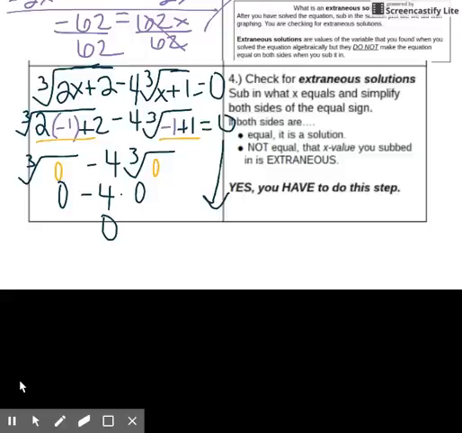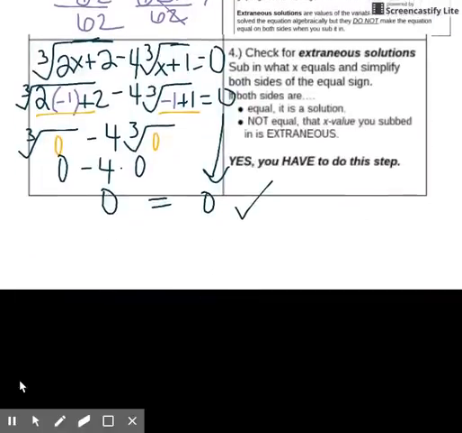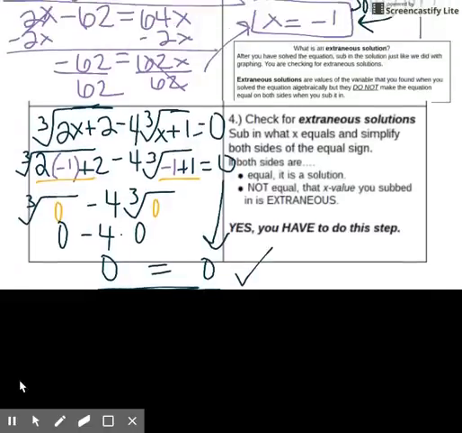And then I'm just going to bring down this number. And because they equal, it is true. This is a solution. So once again, x equals negative 1 is a solution because 0 equals 0. If these were two numbers that did not match, this would be considered an extraneous solution.